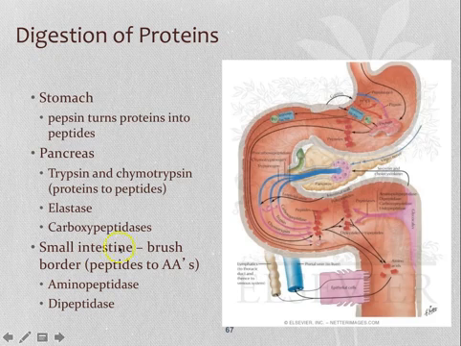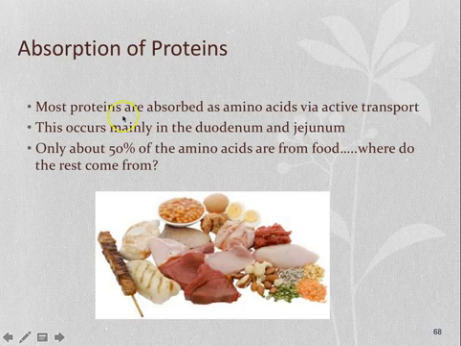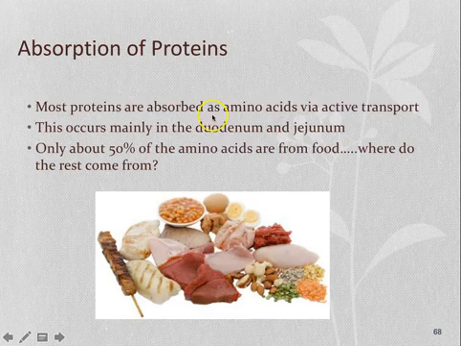And then once we get to the small intestine, we have different brush border enzymes. We have aminopeptidases and dipeptidases, and these will break those peptides that we formed down into the amino acids. Most of the absorption is going to occur via active transport, and it's going to occur in the duodenum and the jejunum.